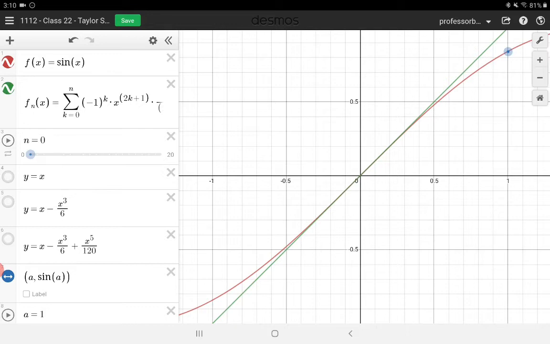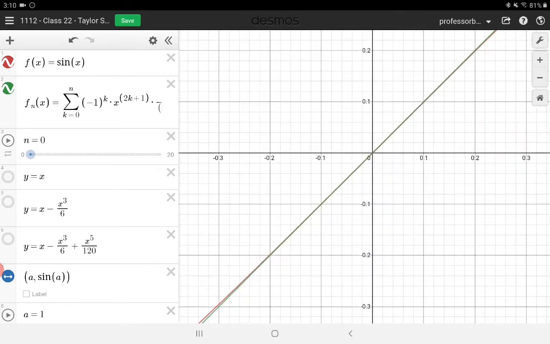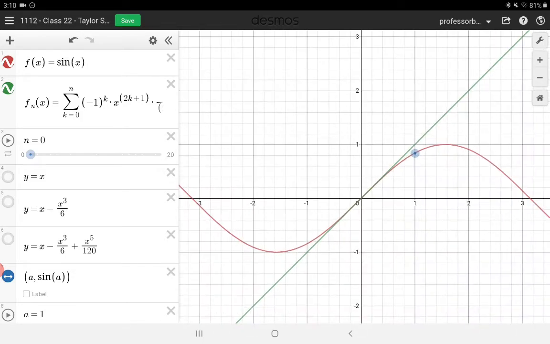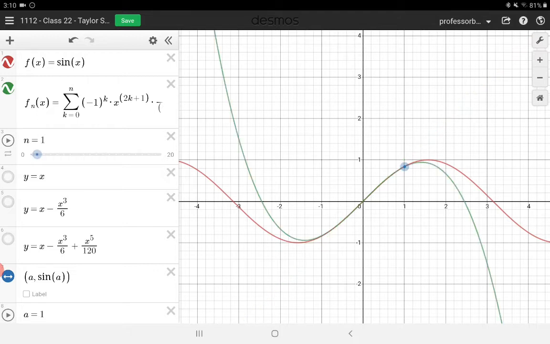I can see the sine wave is curving a little bit in the top right quadrant and the bottom left quadrant, but if I zoom in even further, those differences start to dissipate away and you can't tell that they're different. But if I zoom back out, it becomes glaringly obvious that my straight line is not a great estimate for the sine function elsewhere away from 0. So let's bump that up and look at f sub 1.